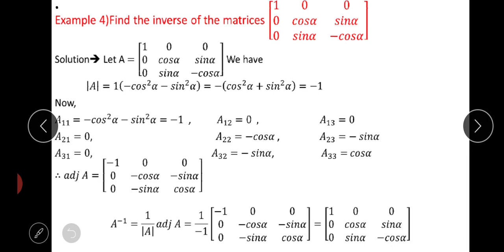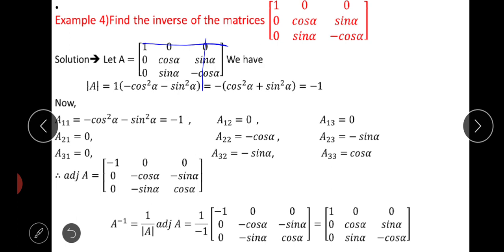How to find the cofactor? Delete A11, the first row and first column. What will we get? Minus cos square alpha minus sin square alpha, which is nothing but minus 1. Then A12, delete the first row and second column, we get minus cos alpha into 0, 0 into sin alpha, 0, so 0 minus 0 is again 0. Then the cofactor of A13, delete the first row and third column: sin alpha into 0, 0 into cos alpha, which is 0.